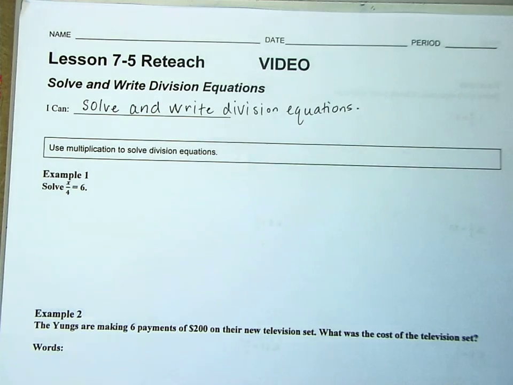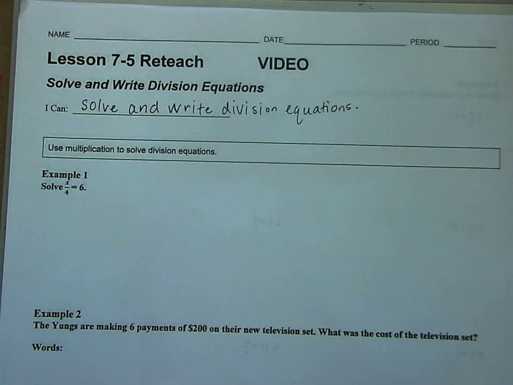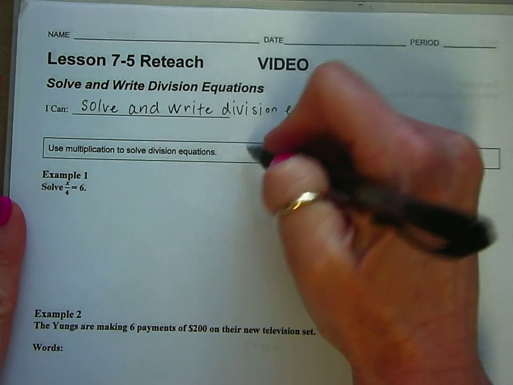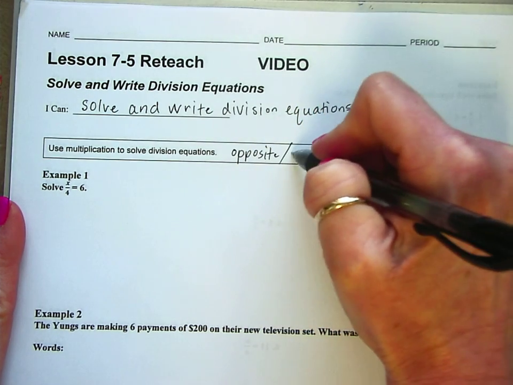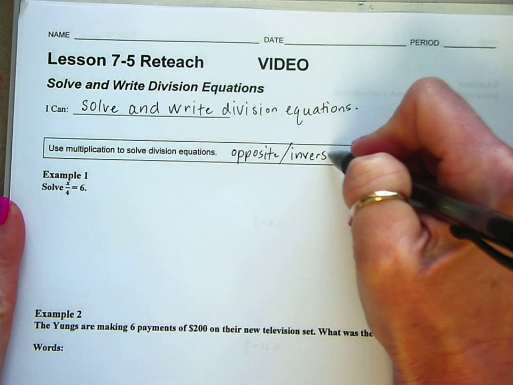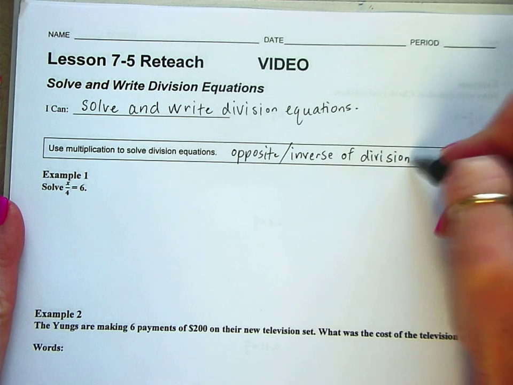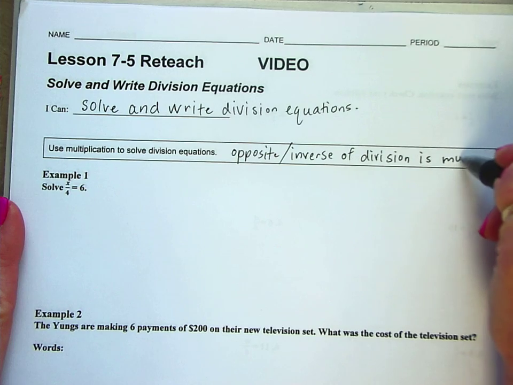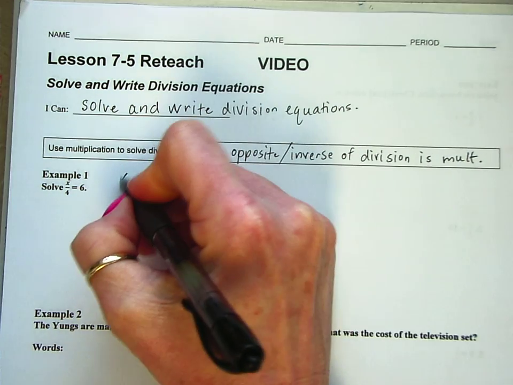Okay, so we are going to talk today about division equations, and the opposite or inverse of division is multiplication. All right, so look at the first example.